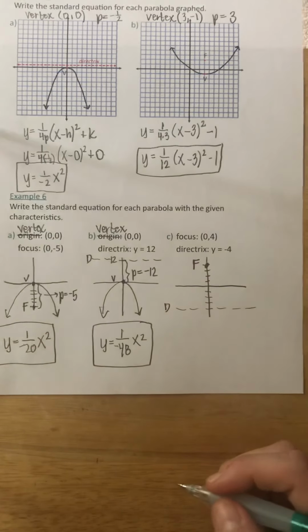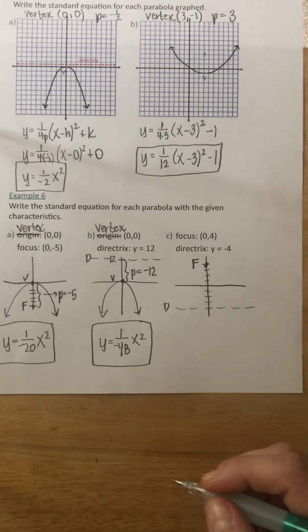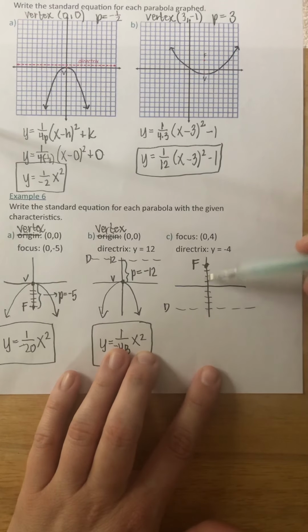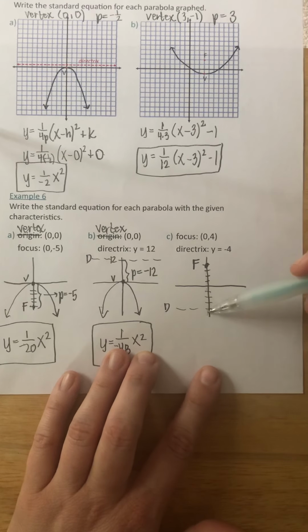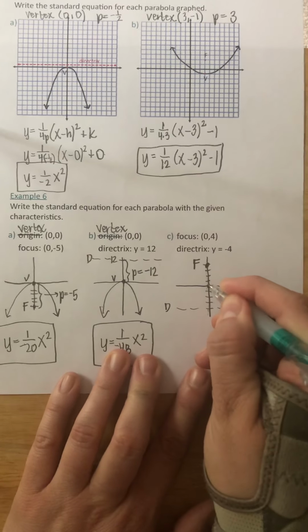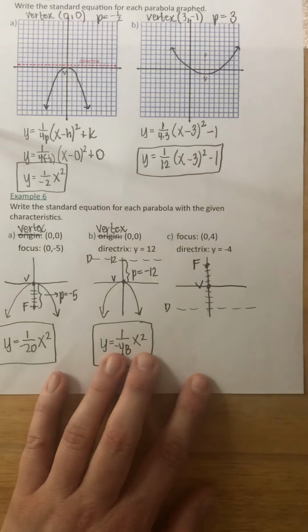But remember, P is the distance between your vertex and your focus and your vertex and your directrix. That means that your vertex has to be smack dab in the middle of those two. And what's going to be directly in the middle of those 8 spaces? Well, 4 units away this way and 4 units away this way lands us right here. So I now know that my vertex is also the origin. So we need to find P.